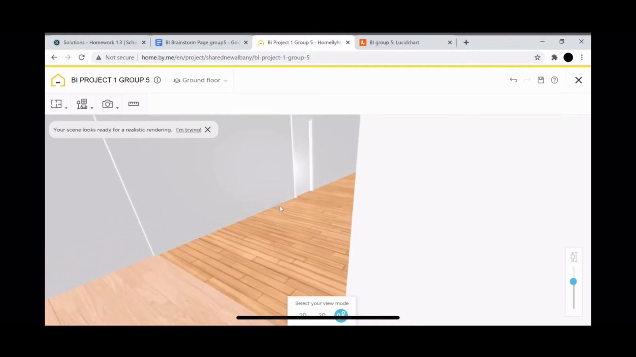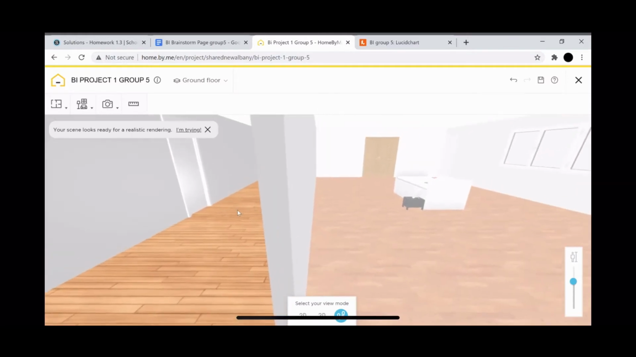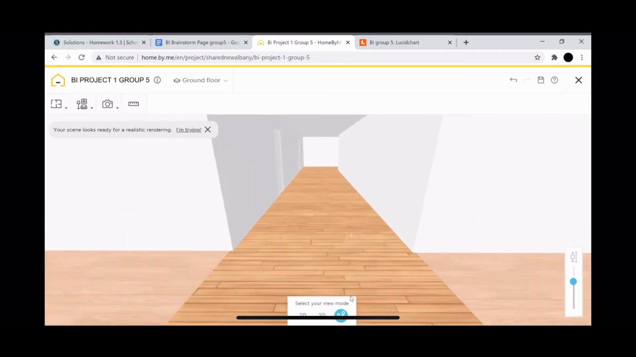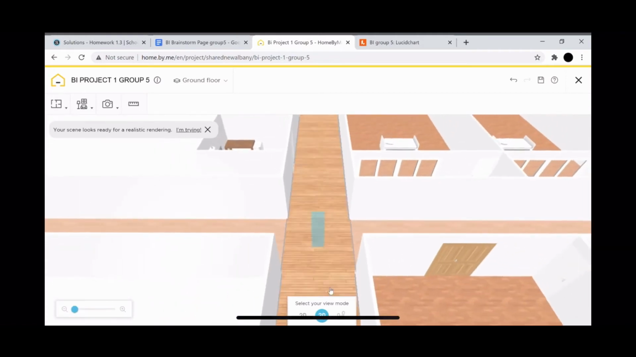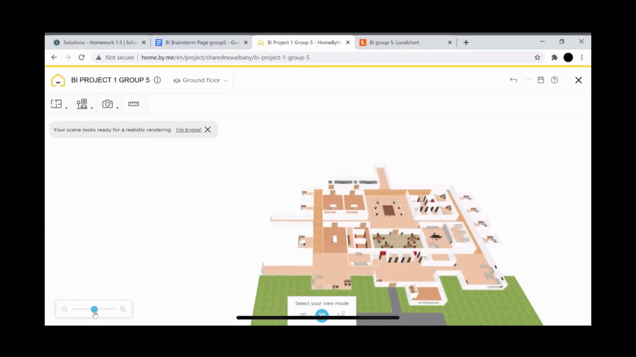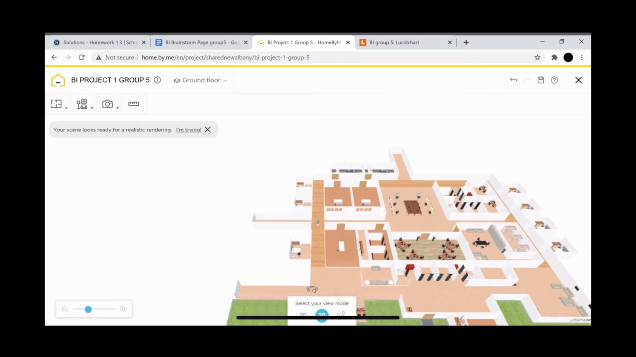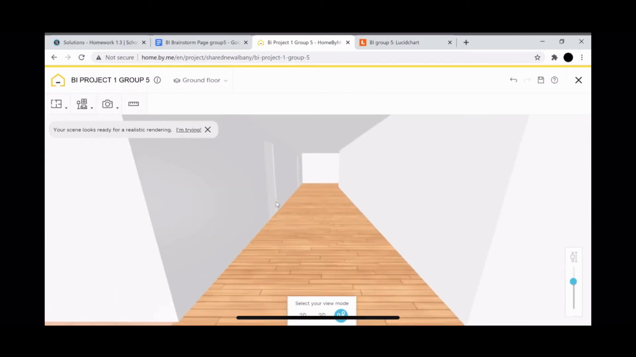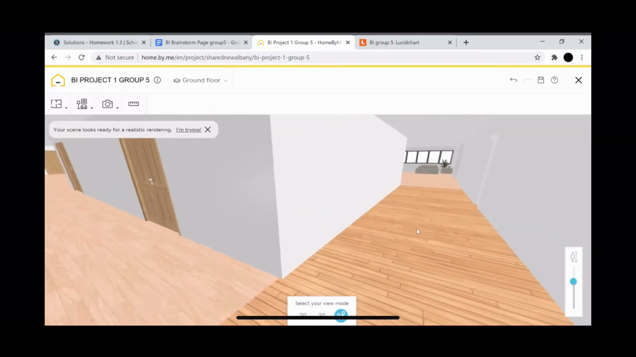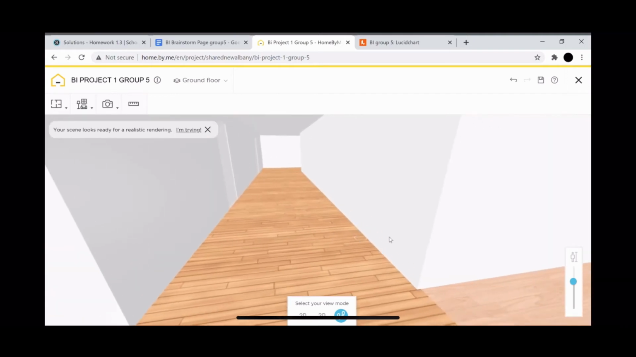To the emergent urgent wing, all the way. Sorry, I didn't make sure where the cath lab was. All the way to the cath lab.